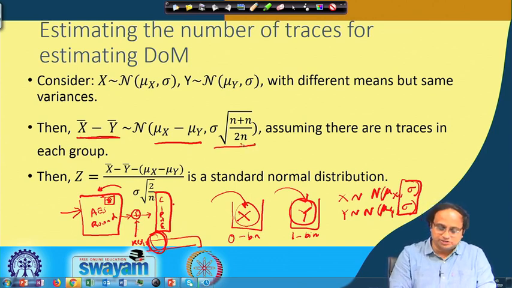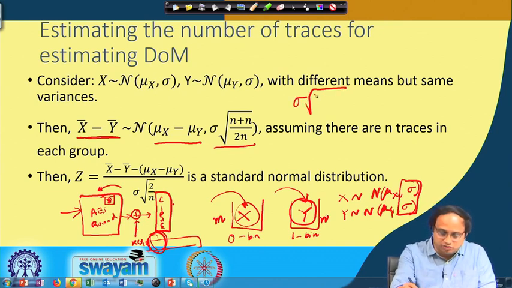For example, in this case I have assumed that both the traces have the same number of samples. If it is not the same, then you can throw away some samples and make it the same. But you can also generalize it: if this has m traces and this has n traces, then this sigma would be sigma times square root of (m plus n) divided by m n.